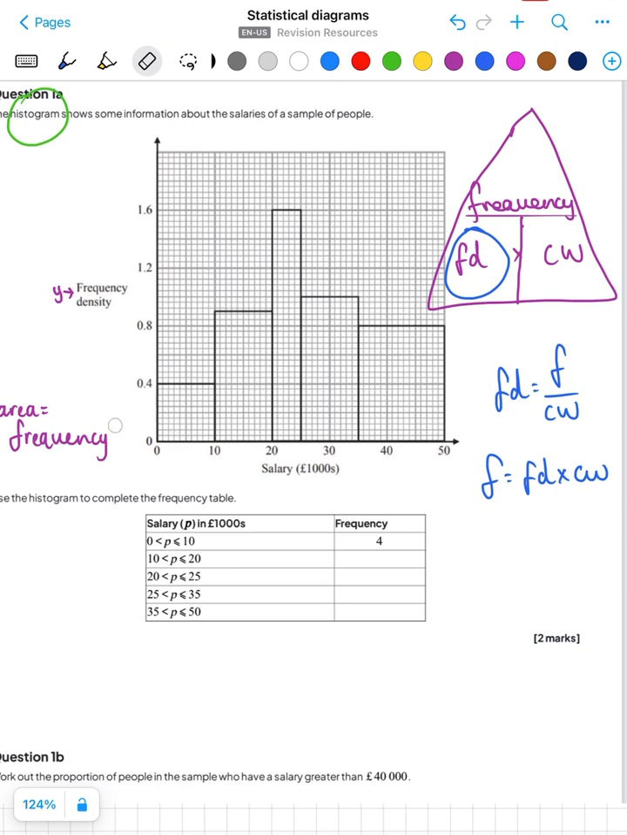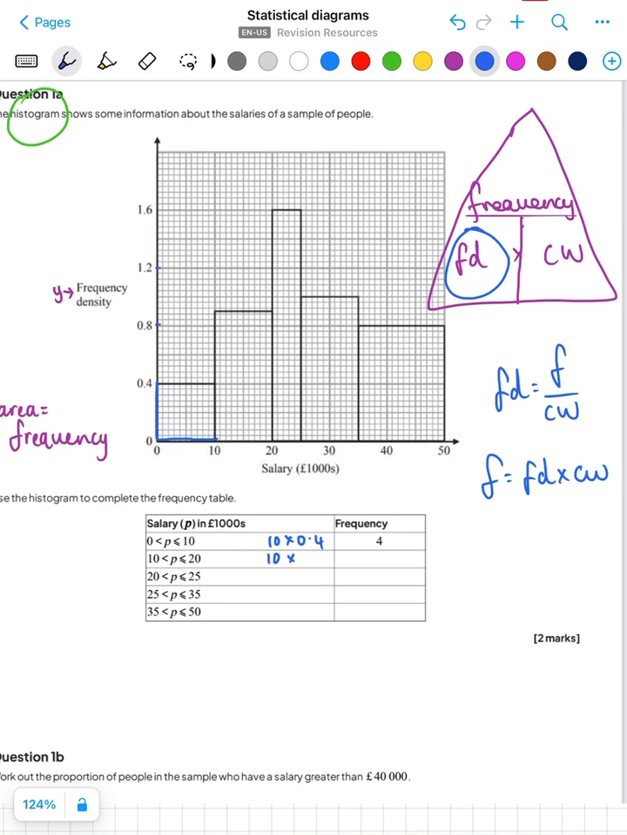So in this question we are asked to find the frequency of each group, of which the first one has been done for us. The width of the group is 10, frequency density is 0.4, that's 10 times 0.4, which is 4. So we'll do the same for the next group, that's 10 times 0.8, and then here is 1.2. So let's work out what we're going up in.